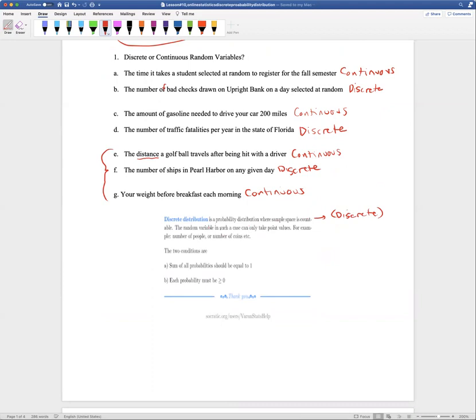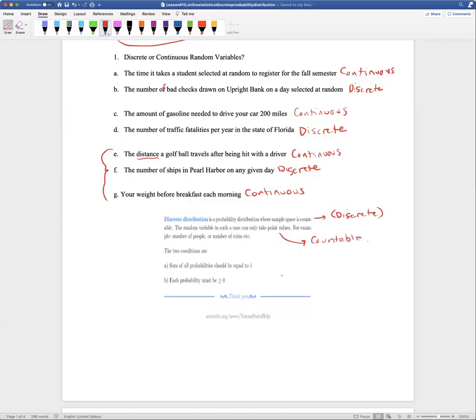The random variable in such a case can only take point values. For example, number of people or number of coins, etc. So again, what we're saying here is that these are points on a number line. They're not continuous values. These are points on a number line. So again, we can count them, countable.